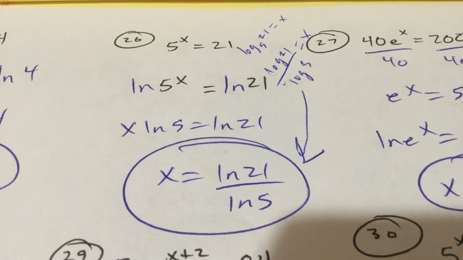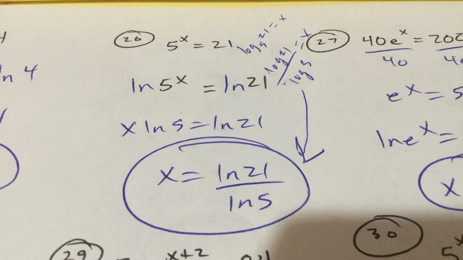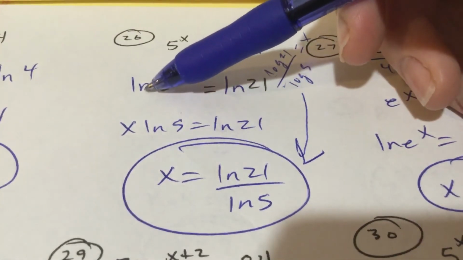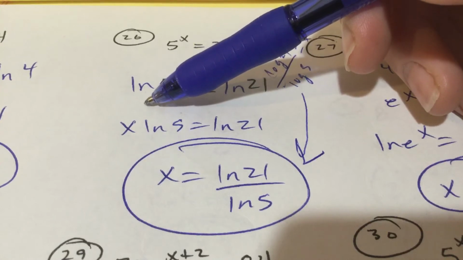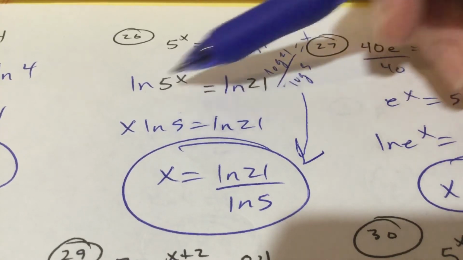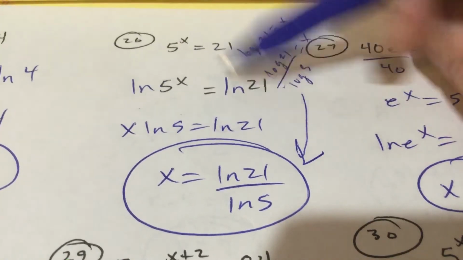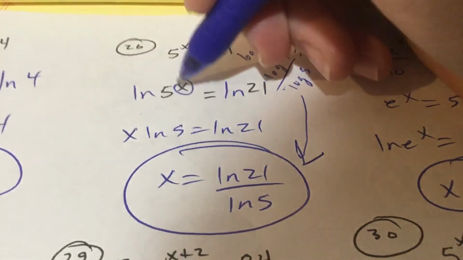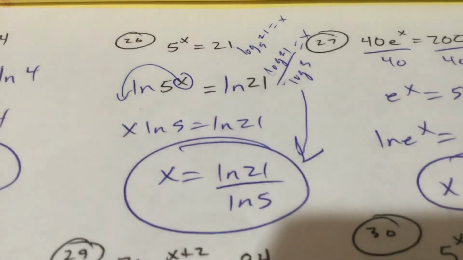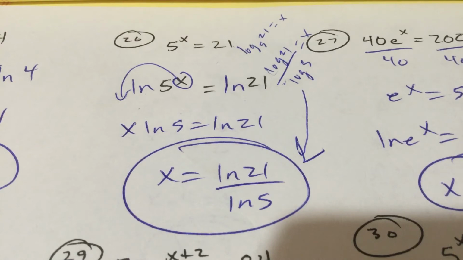Some harder problems will want to attach natural log to both sides no matter what. Remember, natural log is log base e, so it follows the same properties of the product property, quotient property, and power property. When I attach natural log to both sides, then this x, which is an exponent, is going to come on down. I have x natural log 5 equals x natural log 21. I'm going to divide both sides by natural log 5.